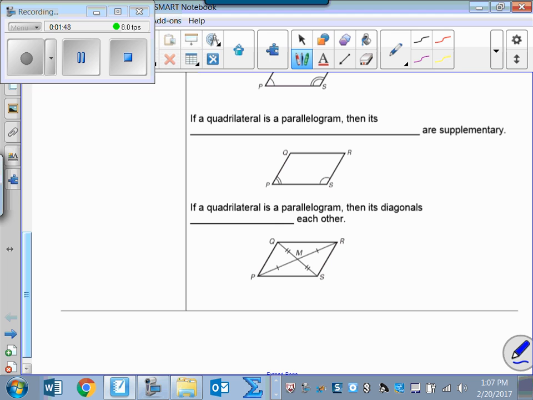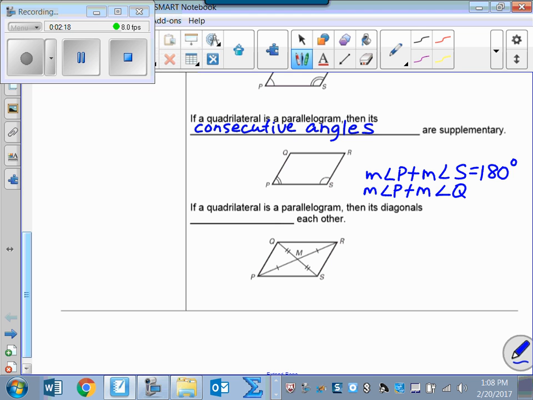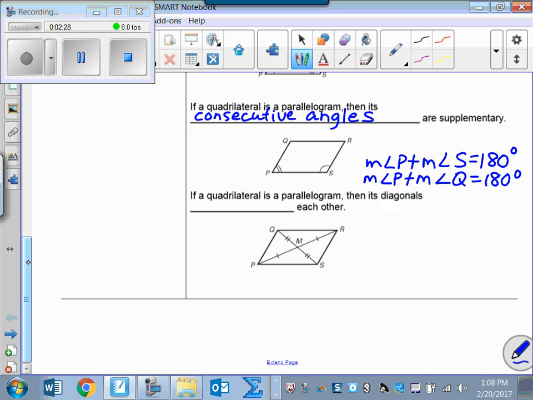Theorem number 3. If a quadrilateral is a parallelogram, then its consecutive angles are supplementary. So in other words, the measure of angle P plus the measure of angle S equals 180 degrees. And of course the same would be true for angle P and Q. Measure of angle P plus the measure of angle Q equals 180. And of course I could write the rest of the equations for that parallelogram, but consecutive angles are supplementary.